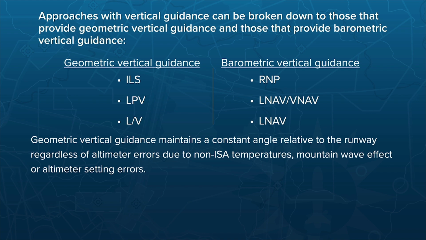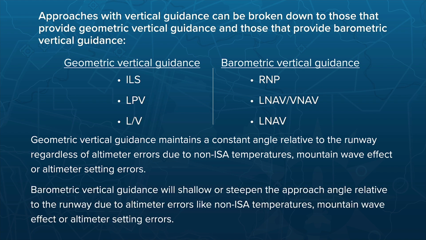Now, geometric vertical guidance maintains a constant angle relative to the runway, regardless of altimeter errors due to non-ISA temperatures, mountain wave effect, or altimeter setting errors. Whereas barometric vertical guidance will either shallow or steepen the approach angle relative to the runway due to altimeter errors like non-ISA temperatures, mountain wave effect, or altimeter setting errors. This information is from an article titled The Vertical Challenge, published by Transport Canada.